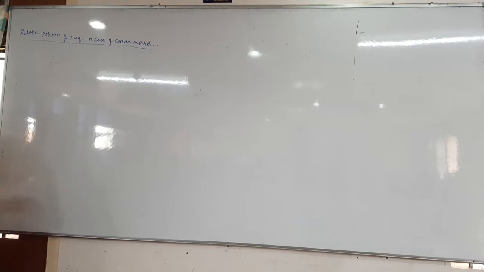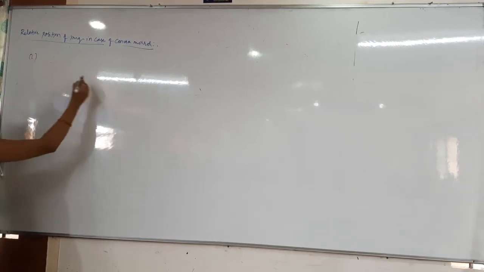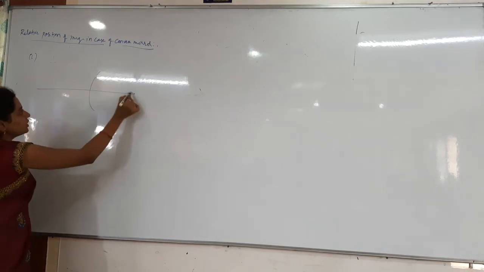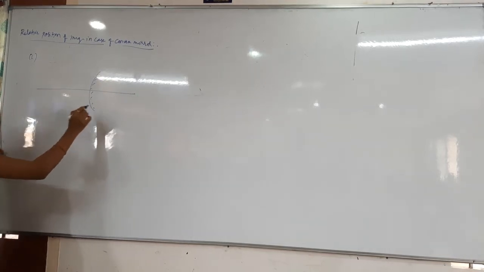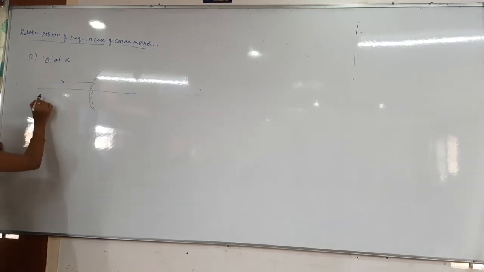Now, in the case of a convex mirror, we will have only two types of cases. One is whenever the object is placed at infinity. The outer surface is the reflecting surface. Now, the object is at infinity. Now, which type of rays will come? Infinity is nothing but paraxial rays, right? So the paraxial rays are coming like this.